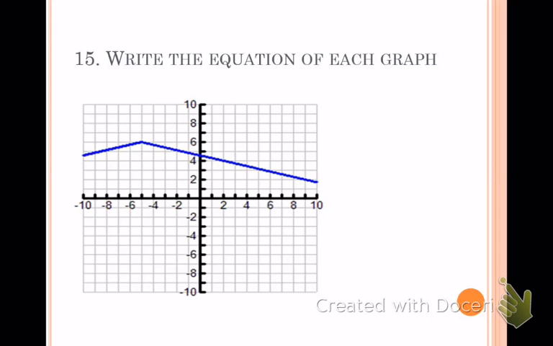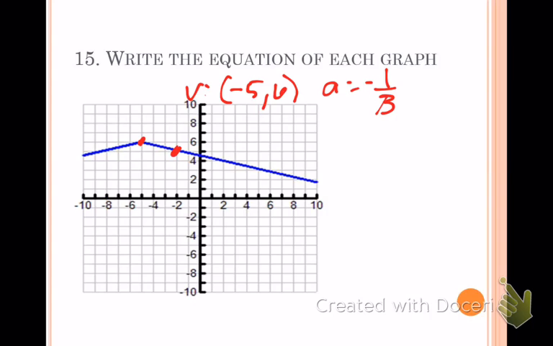Where's the vertex and what's the slope? Well, the vertex is sitting here. So the coordinates of the vertex are negative 5, comma 6. And the slope on the right-hand side is down 1, right 1, 2, 3 to get to there. So down 1, right 3 means the slope is negative 1/3.